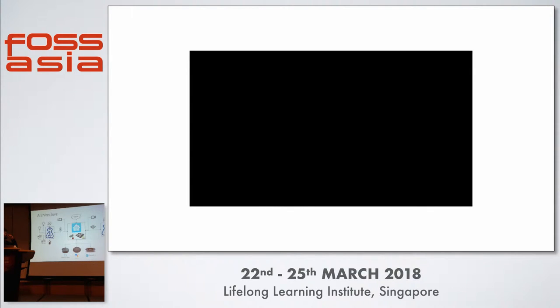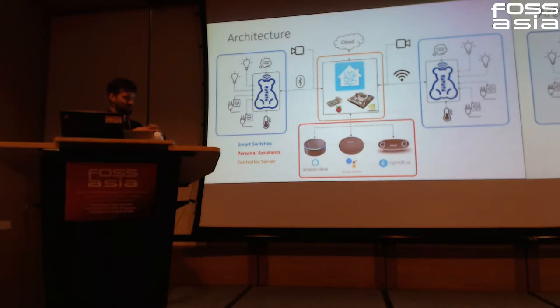This is the architecture of my smart home. Maybe it looks a bit complicated, but I'll try to explain. At the edge, there are smart switches that are able to control lights or other electric and electronic devices, and also integrate sensors. In my case, I designed a device called the lazy switch, and I'm going to give you some details later. You need to interact with this, and for this you can use personal assistants such as Amazon Alexa running on Echo or Echo Dot, Google Assistant, or the open source Mycroft.AI and the Mark system there. You have to glue them together, and you need a controller to connect all these devices.